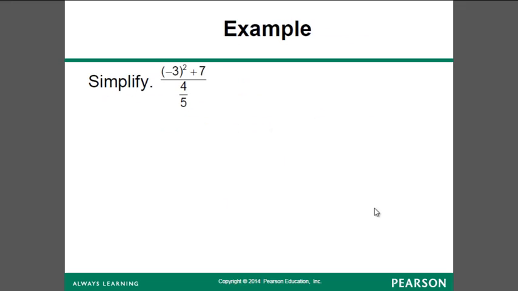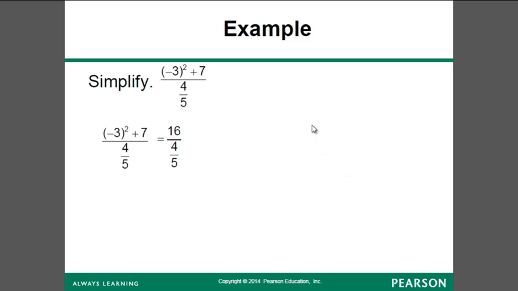Here I have negative 3 squared plus 7 in my numerator and 4/5 in my denominator. Well, my denominator is already simplified as far as it can go, 4/5. My numerator, I must simplify it. So I will first simplify negative 3 squared, which will be 9, and 9 plus 7 will give me 16. I have simplified this entire numerator into 16.